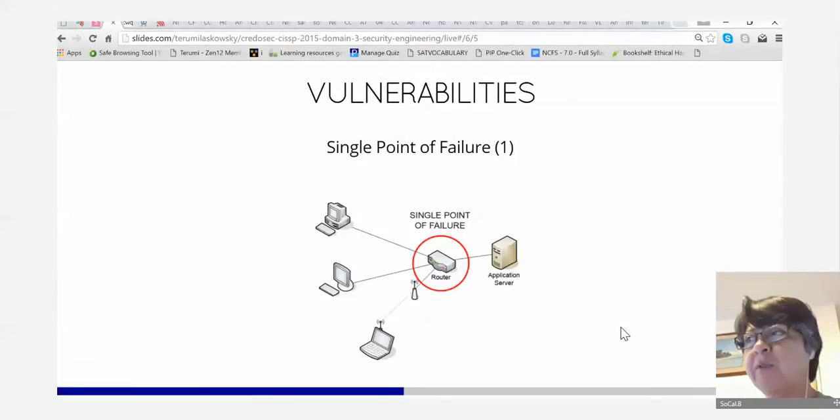All right, let's talk about vulnerabilities. Single point of failure. You see the router, that is a single point of failure. But I would dare say that the application server is also a single point of failure, right? So when we think about how we get rid of single points of failure, it could get pretty obtuse, because the question would be, how much is enough?